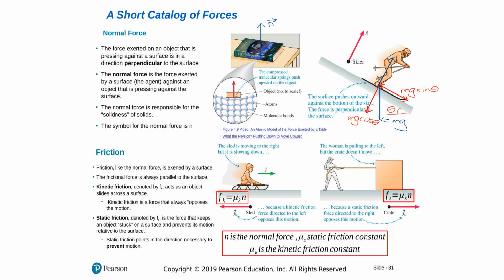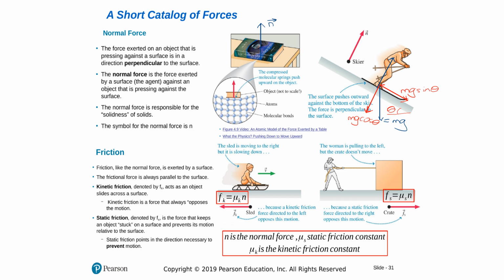Friction is like a normal force exerted by the surface, but it's always against the motion and along the surface. If a sled is going on the surface to the right, there will be a friction force to the left. If I'm trying to move an object to the left, there will be a friction force to the right. So friction always tries to stop the motion, always against the motion. And there are two types of friction forces. One is the kinetic friction and one is the static friction.